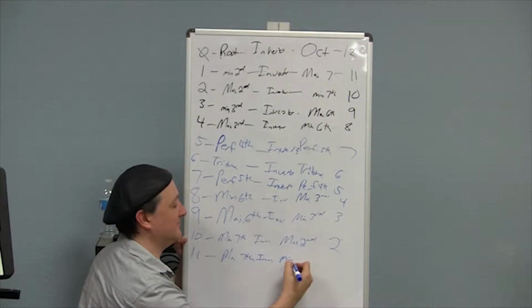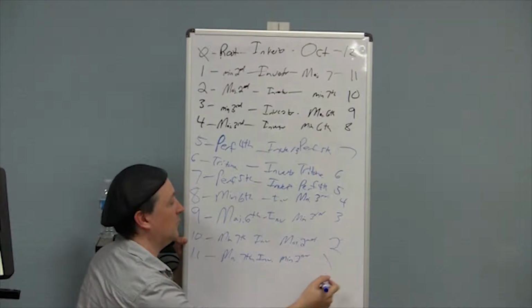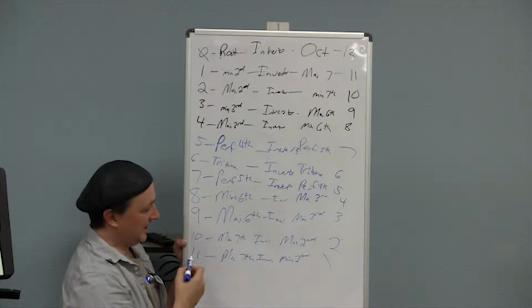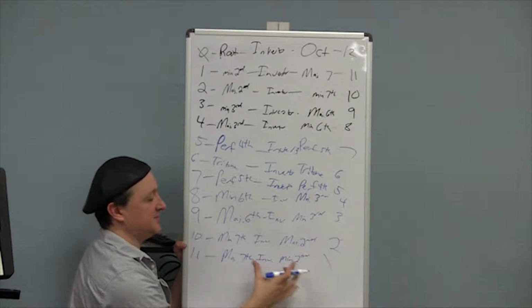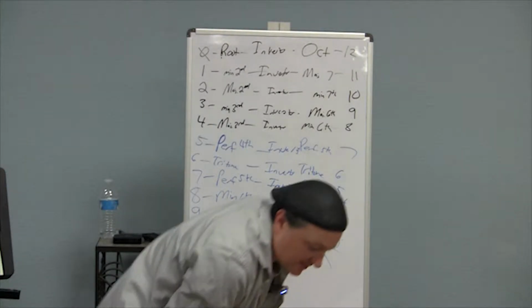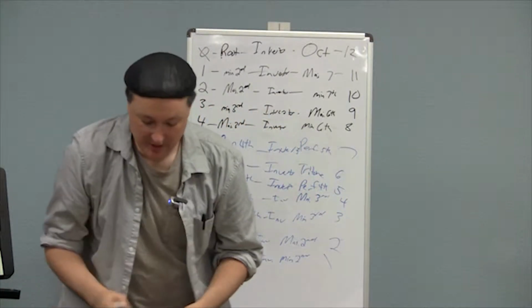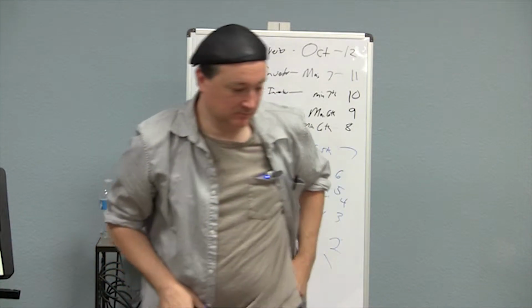Minor 2nd inverts 1 half step. 11 plus 1 is 12. 7 plus 2 is 9. The qualities exchange, major, minor. Yeah?